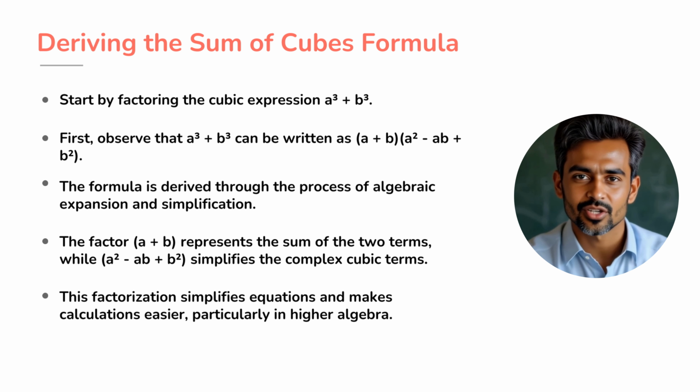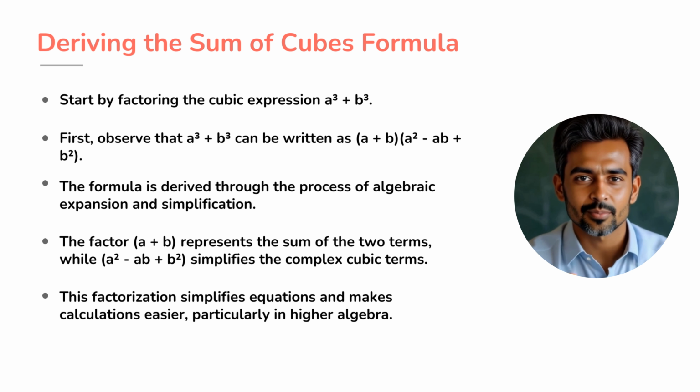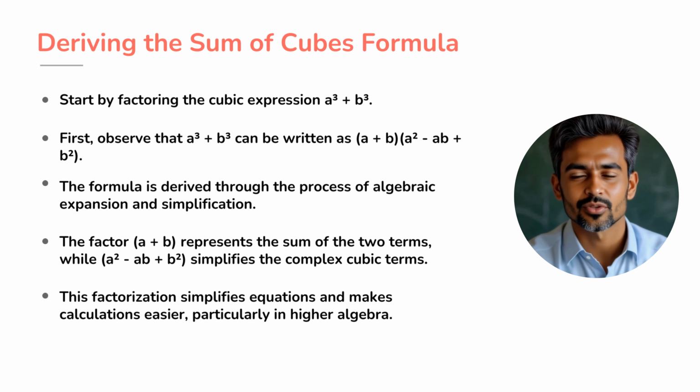The first factor, a plus b, represents the sum of the terms. And the second factor, a squared minus a times b plus b squared, balances out the powers of a and b to maintain equality. This identity simplifies cubic expressions and is very useful in solving algebraic problems.